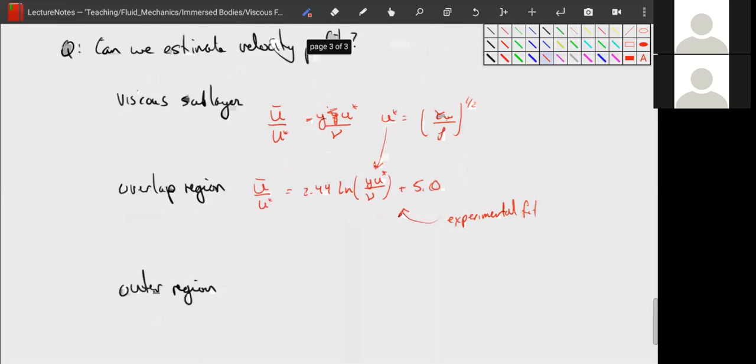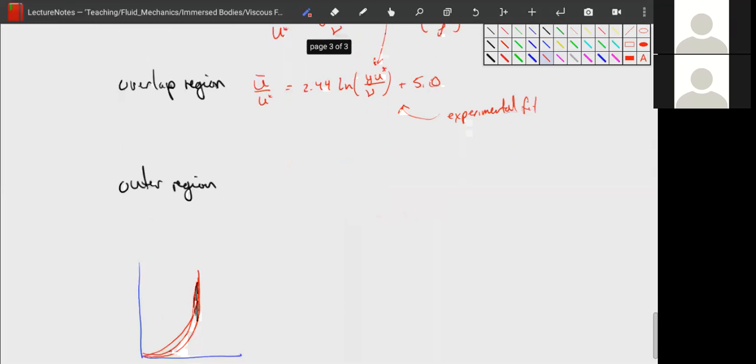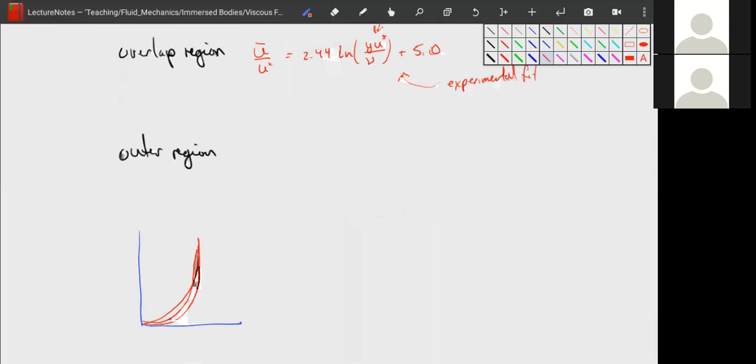In the viscous sublayer, everything behaves nicely, so we can actually plot this. We can analytically determine the profile. Then the outer layer, actually it can vary quite a bit. So what we say is U bar divided by U star is equal to 1 minus R over big R to the 1 over N, where N is used to fit our velocity profile as well as we can. This is called a power law profile.